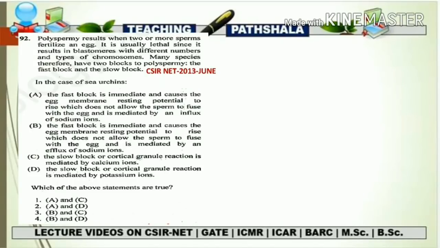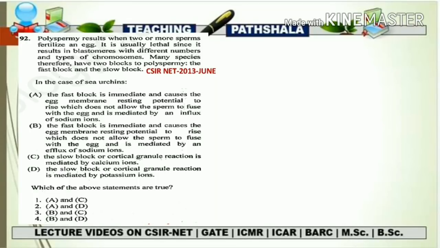Now let's come to the question. The first question is from 2013 June. Polyspermy results when two or more sperm fertilize an egg. It is usually lethal since it results in a blastomere with a different number and type of chromosomes. Many species therefore have two blocks to polyspermy, the fast block and the slow block.